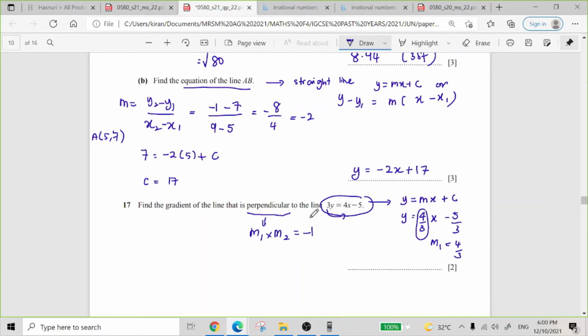So we want to find the gradient of the perpendicular line to this line. So we find m2. We have m1 as 4 over 3, -1. So m2 will be negative 3 over 4. That one is the gradient for this perpendicular line.